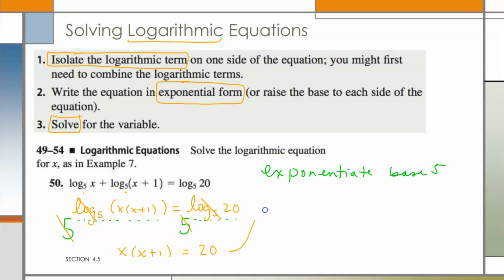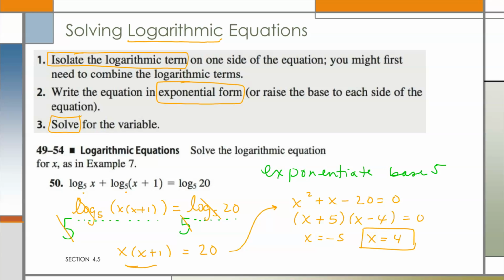And so what are we solving? We're solving x squared plus x minus 20 is equal to 0. I went ahead and distributed the x, and I subtracted the 20, so I have one side equaling 0. Factoring, x plus 5 times x minus 4, so x equals negative 5, x equals 4. I'm only going to use x equals 4 as a solution.